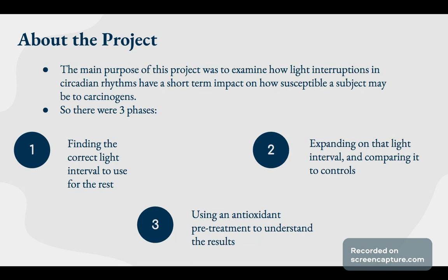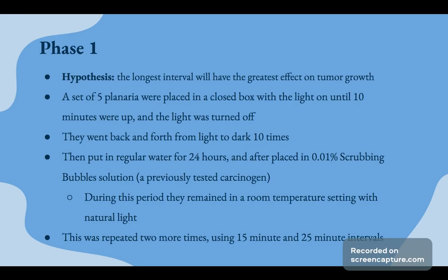My second phase was expanding on that 10 minutes and comparing it to a set of controls. Both had the carcinogen scrubbing bubbles applied to them, and I basically just looked at the differences and the changes in tumor growth between the two. And for my third phase, I used an antioxidant pretreatment called selenium to better comprehend my results, and which factor was most heavily causing tumors and why.